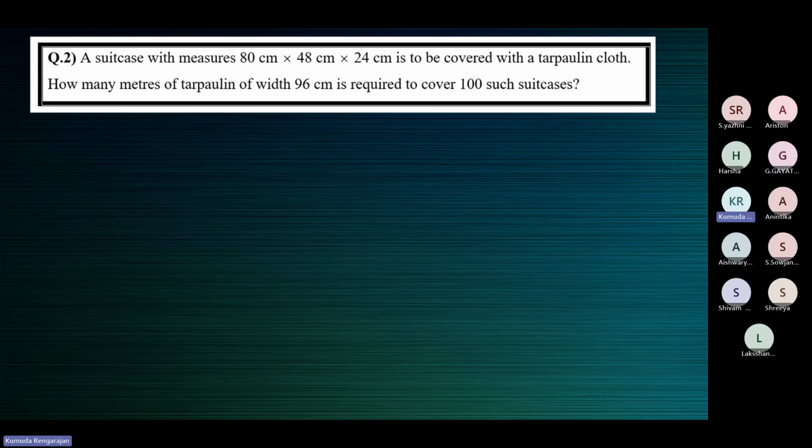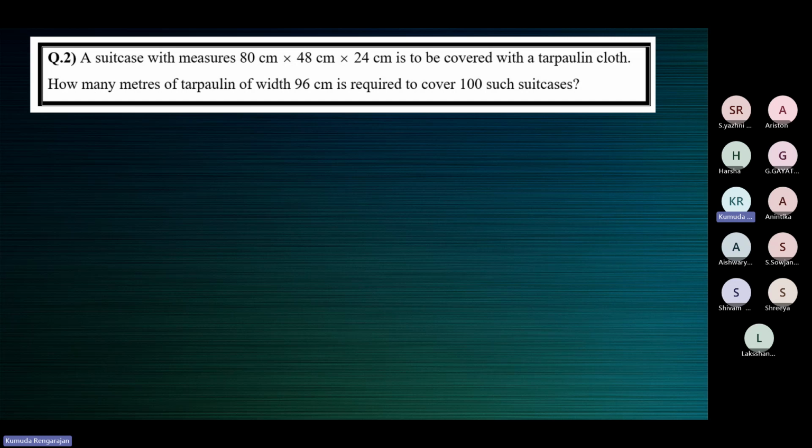You need to find the total surface area of one suitcase, because you're wrapping the suitcases with tarpaulin cloth. You're covering the suitcases with tarpaulin cloth. It's to do with the total surface area of the suitcase. So find the TSA of one suitcase: 2 of LB plus BH plus LH.